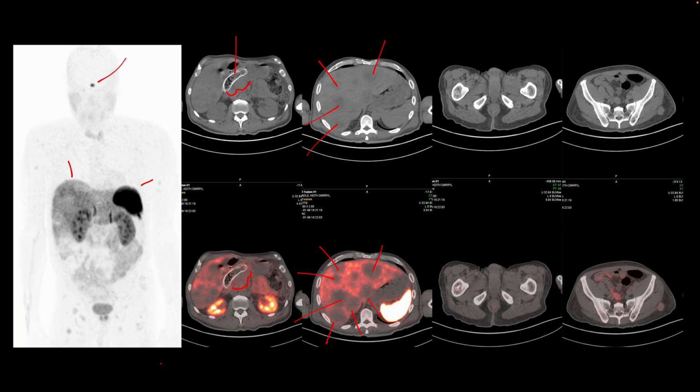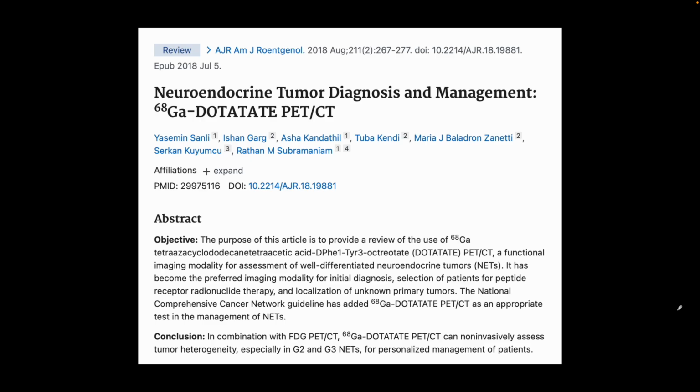There are some foci of metastatic disease which show some somatostatin receptor expression and some uptake, like this focus in the right proximal femur and this focus in the subcutaneous soft tissues. Here is a good review article on neuroendocrine tumor diagnosis and management using gallium-68 dotatate PET CT.